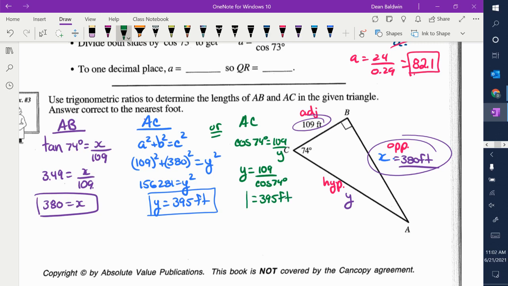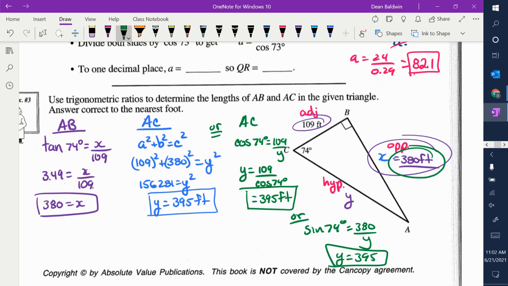Or pretty close. If you really wanted to, you could use that, and that would be opposite and hypotenuse. And you could use sine of 74. I'm not going to do it, but you could do this. Sine of 74 is equal to the opposite, which is 380 over y. And that should give you y is the same thing, 395. There's 3 different ways to do it. But if you have 2 sides of a right angle triangle, you can always use Pythagorean theorem.